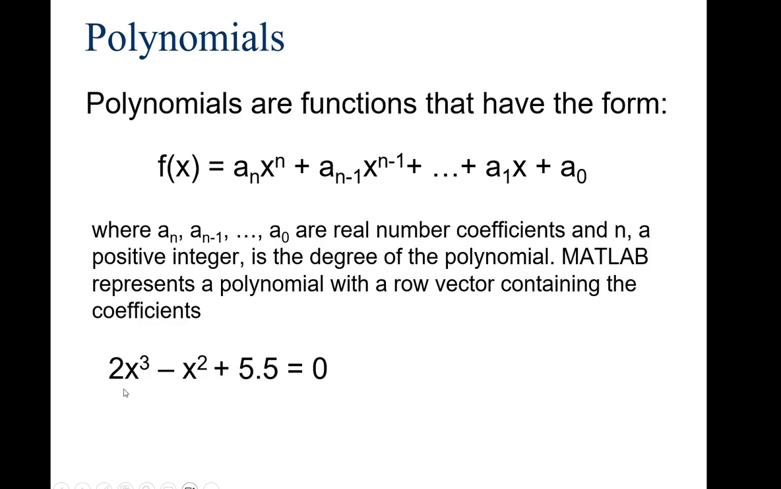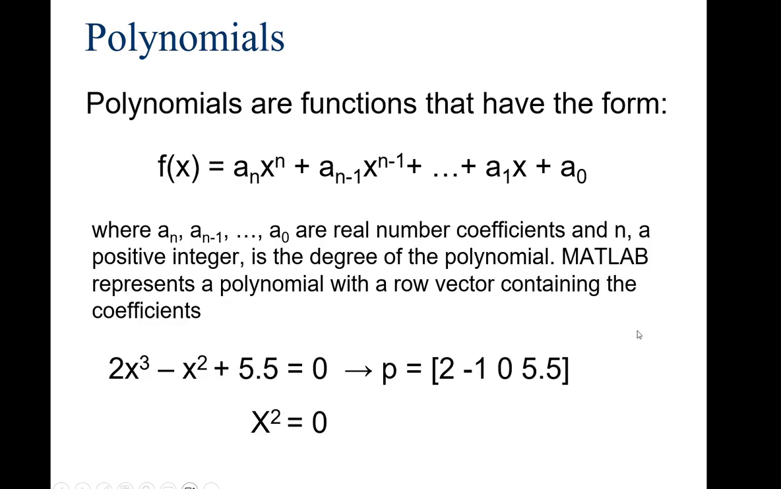Well, if we only looked at 2 and minus 1 and 5.5, Matlab would think that the highest order power we had was a 2. So what we do in Matlab is we treat the single x order as being equal to 0. So if we look at those coefficients, we have 2 for the power of 3, minus 1 for the power of 2, 0 for the power of 1, and 5.5 is essentially to the power of 0.